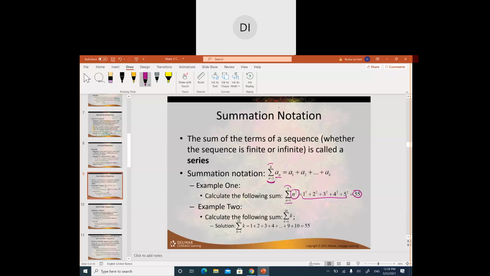Okay, the next example we have is sigma from 1 to 10, and the formula is just k. So it's going to be k is 1, k is 2, k is 3, all the way to 10, and you're going to add those numbers, and you're going to get 55 again. Okay? So that's how you do the sigma notation.